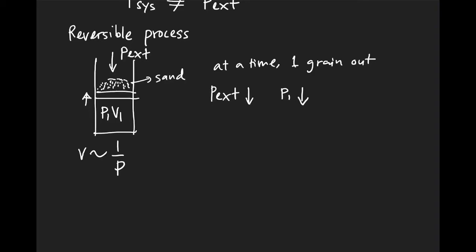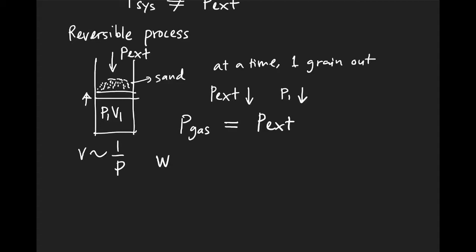Now in this case, the pressure of the system, or the pressure of the gas, will always be the same as the external pressure. And this process can go back from the second state to the first state just by introducing an extremely small change. And this is what we call the reversible process.